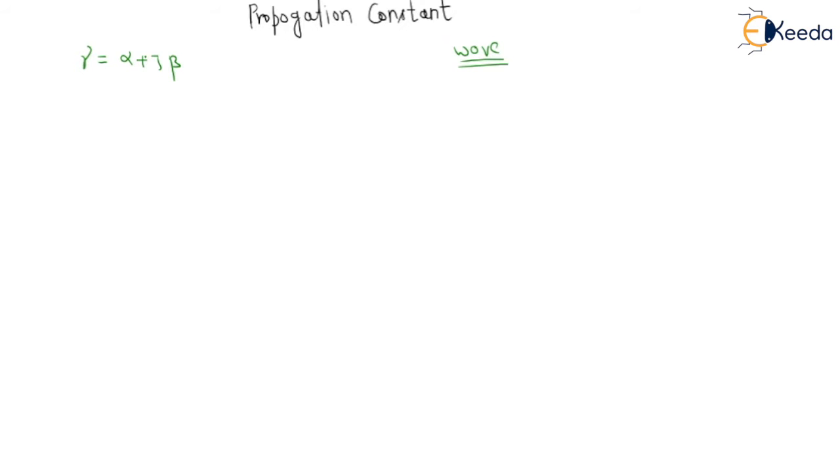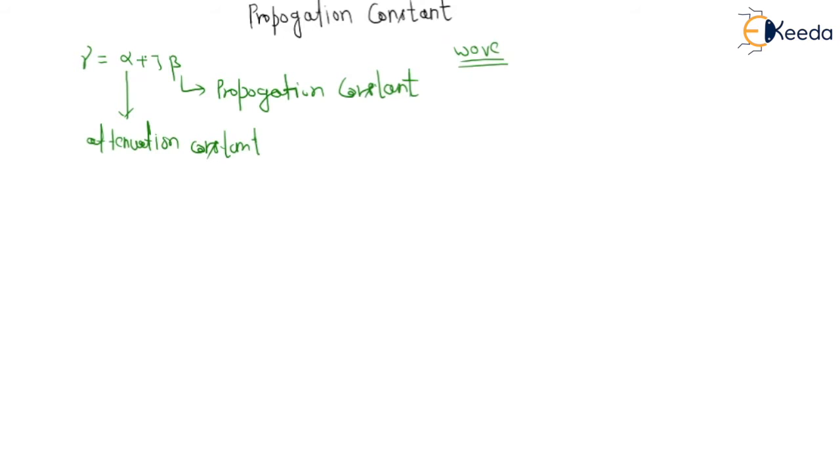So alpha is called the attenuation constant, and beta is called the propagation constant. So alpha and beta are correspondingly called the attenuation constant as well as the propagation constant. And now if we talk about gamma is equal to alpha plus j beta.